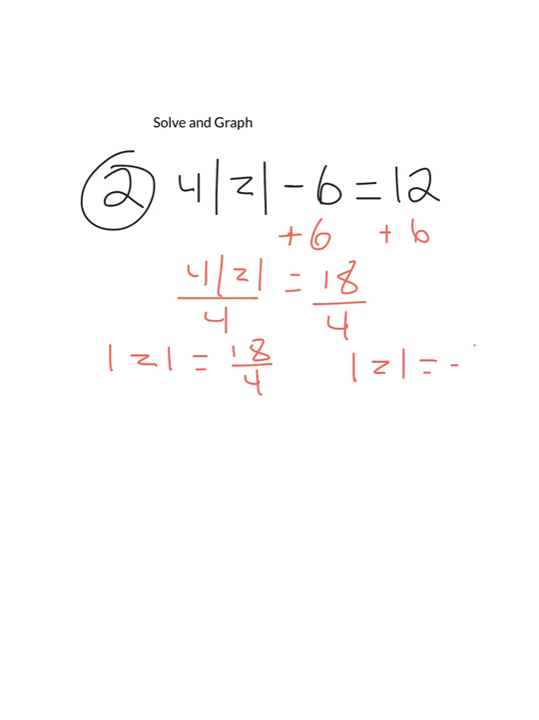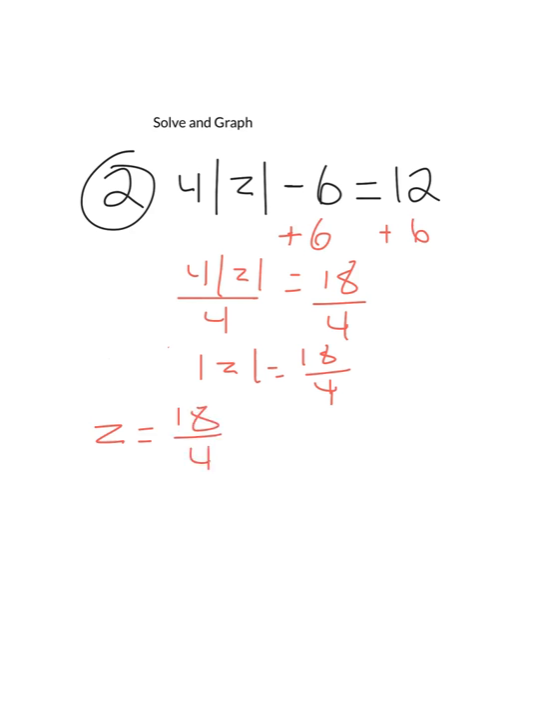Actually, I apologize. I messed up here. We have the absolute value of z is equal to 18 over 4. So I write two equations. Z is equal to 18 fourths. And we also have z is equal to negative 18 fourths.